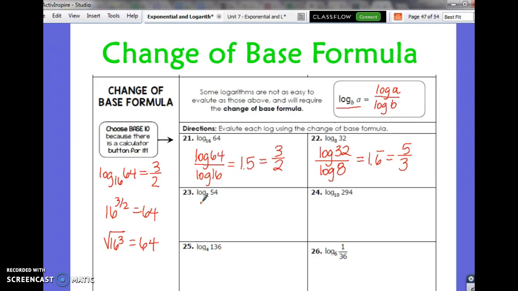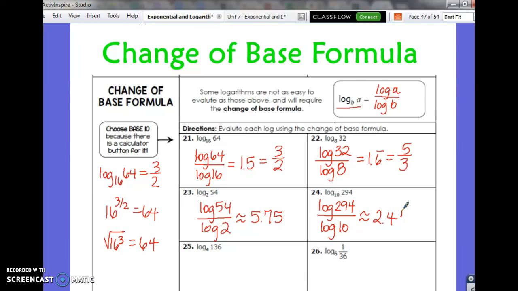On number 23 down here, log of 54 over log of 2, and that you really just get an irrational number. It's a decimal, approximately 5.75. So again, as we're doing these, just make sure that you're able to set these change of base formulas up correctly and get the appropriate value using your calculator. That one would be irrational at approximately 2.47.